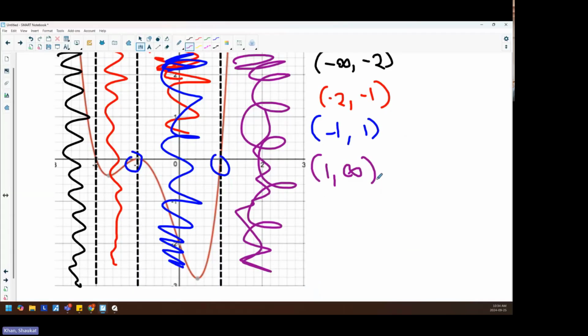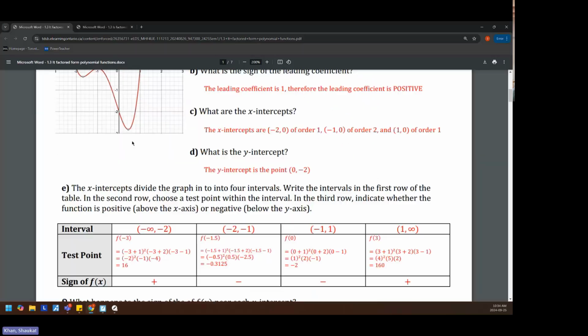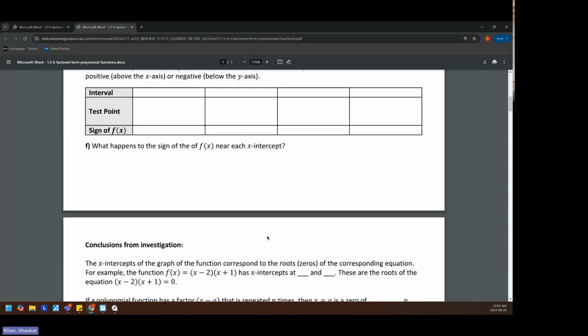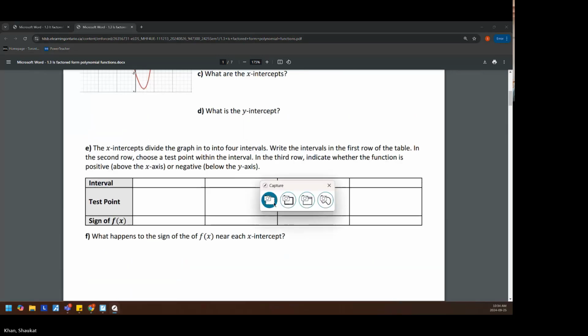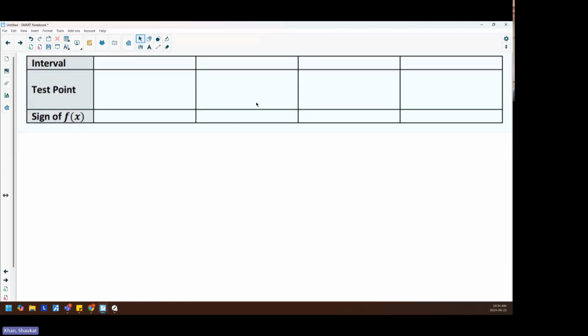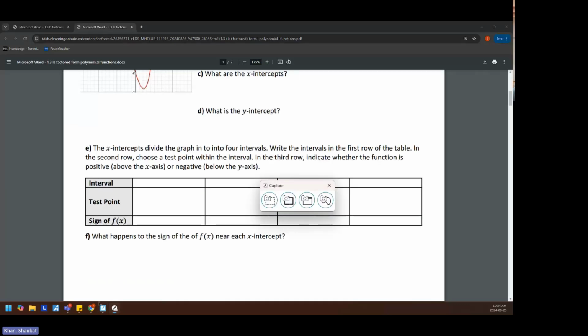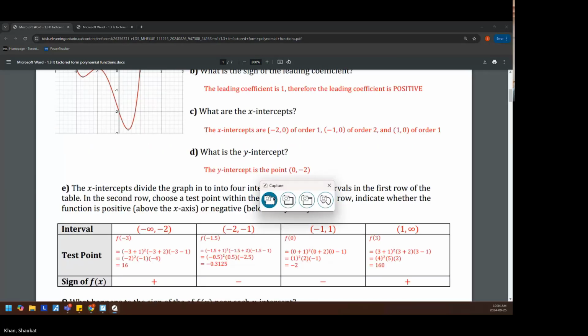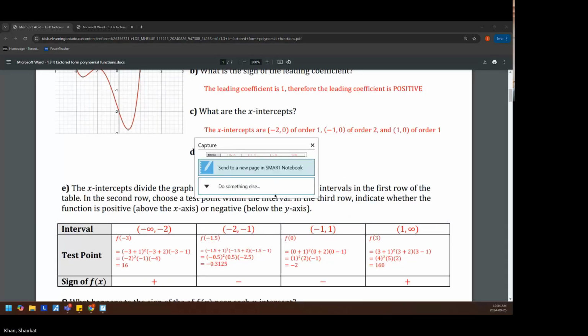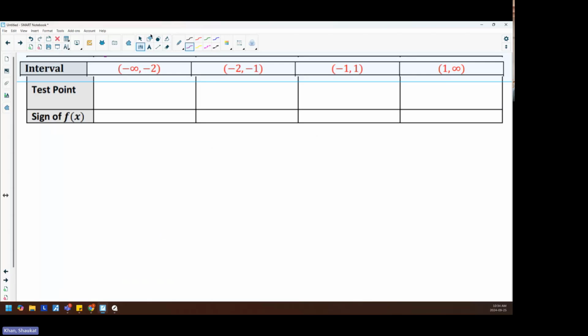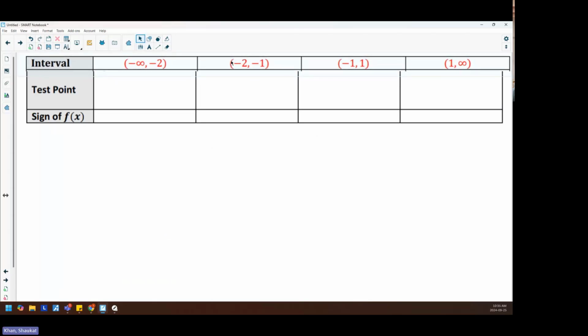What do I mean by that? So here, what I'm going to do is I'm going to grab this table, and this is what we do. Anytime we want to figure out whether the function is above or below the x-axis, we do this. So here we have, what are the intervals again? I should have just copied the one with the intervals. I don't remember. Let's see if that works. Yes. Okay, there we go. So here we have the intervals. Let's line it up. So from -∞ to -2.